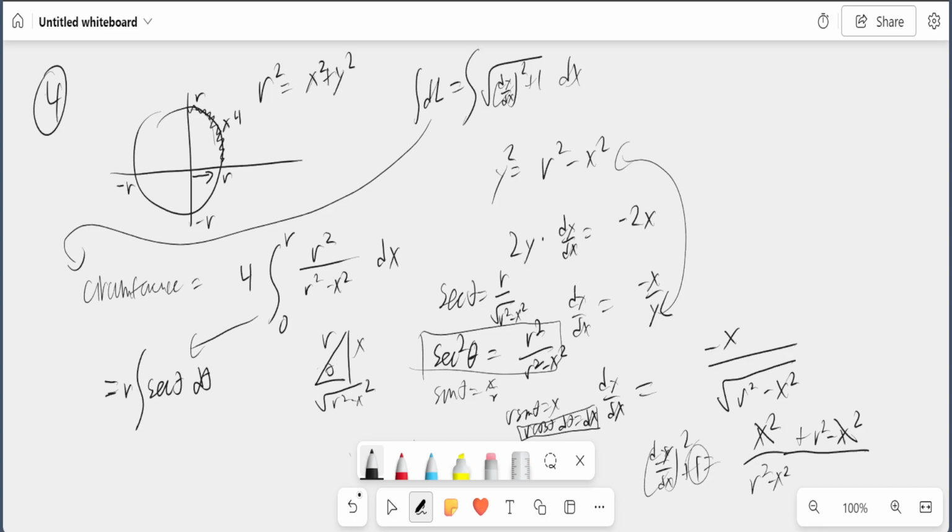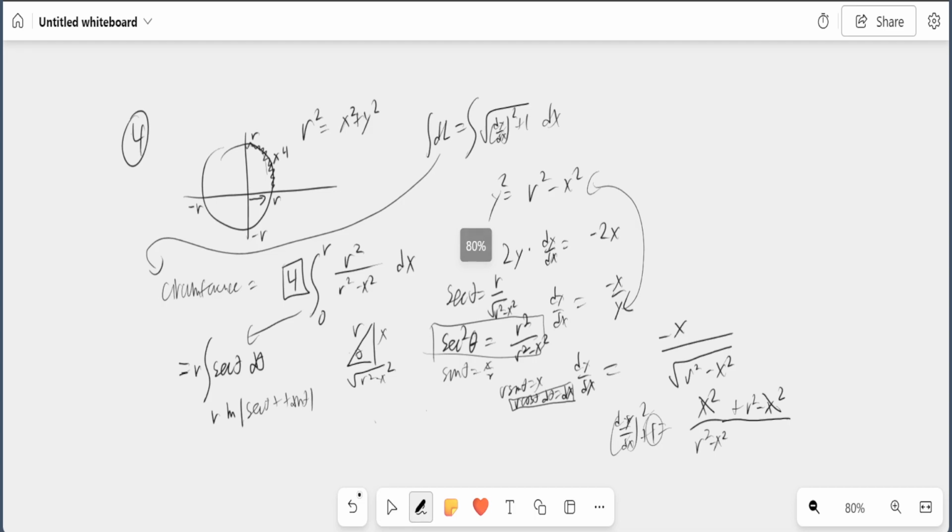Okay, so r secant theta d theta, so that's r ln secant theta plus tangent theta plus c. But since we're doing a definite integral, I can just ignore that because it'll cancel out anyways. Oh, I don't want to add the 4 in just yet. Let's remember that we did a 4 here. In fact, I should probably write it over here as well, and here.